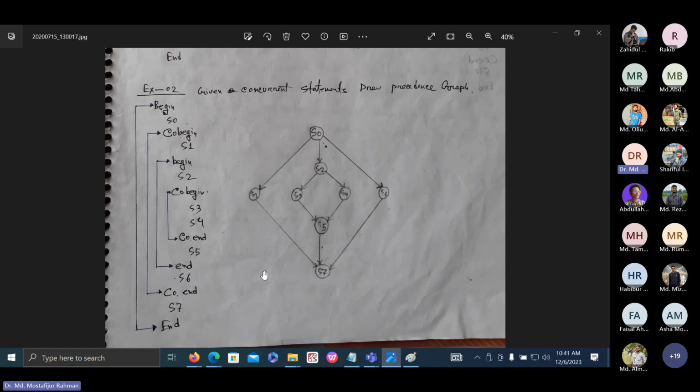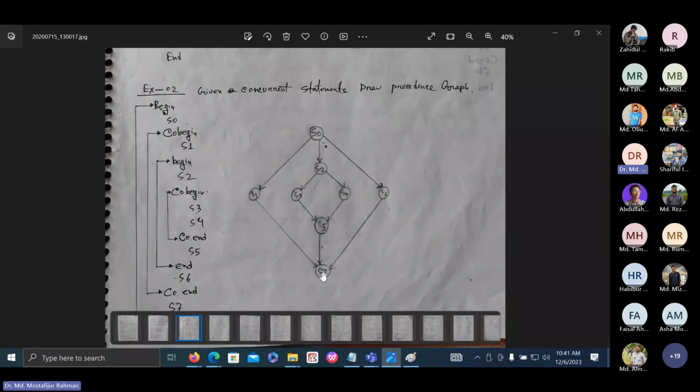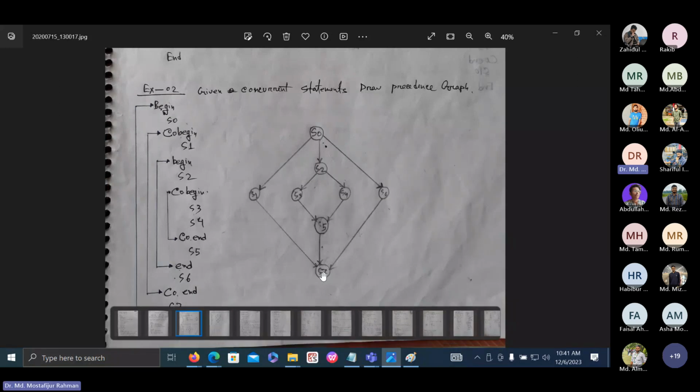So here we can see how we can draw this precedence graph. First of all, we have begin and end. Inside the begin and end, we have S0 and S7. That means S0, then the co-end, and then S7 need to execute serially. S0, then S7. S7 is the last. S0, then the other statements in parallel, and serially another one is S7.